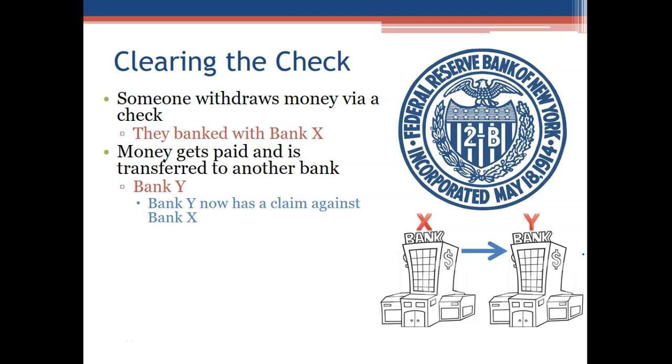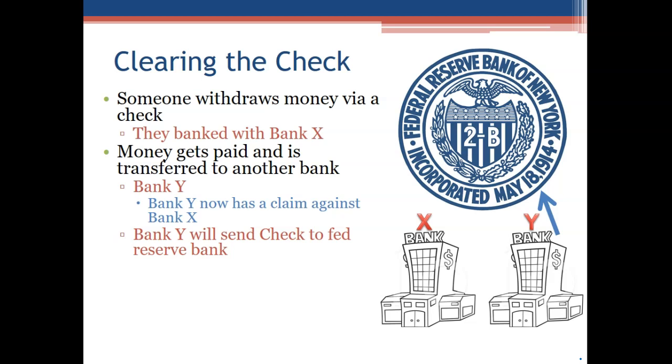But there's a little more to it. Bank Y now has a claim against Bank X. Hey, you owe us some money because so-and-so says you owe us money. So this is another one of the things that the Federal Reserve Bank does, is they help with these communication lines. Bank Y will send the check to the Federal Reserve Bank.